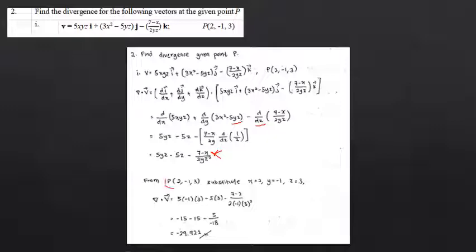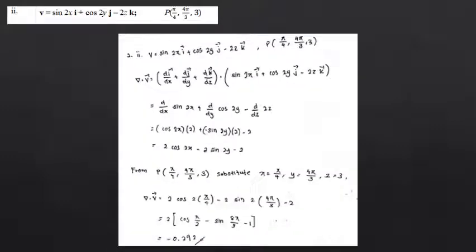After finding this new equation, given point P, we substitute. So based on the point P, x equals 2, y equals -1, z equals 3. We substitute into the equation and we will get this answer, negative 29.722.